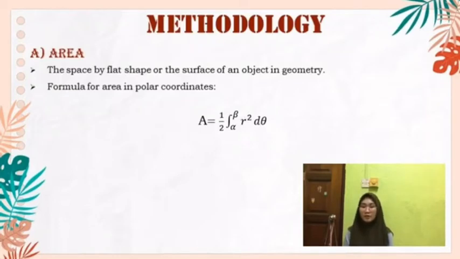First, we use area. Area is defined as the space covered by a flat shape or the surface of an object in geometry. The area of a figure is a number that covers the surface of a closed figure. The measure for area is in square units, such as square centimeters, square feet, square inch, and others. The formula to calculate the area in polar coordinates is 1/2 integrate from alpha to beta r square d theta.